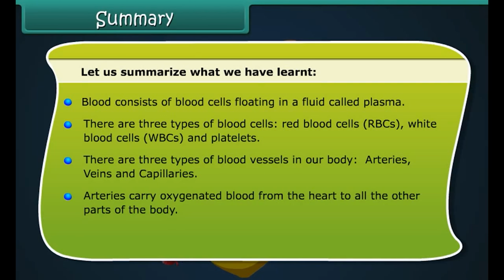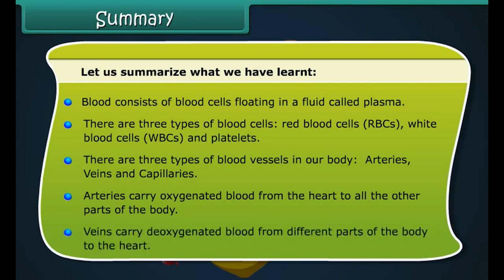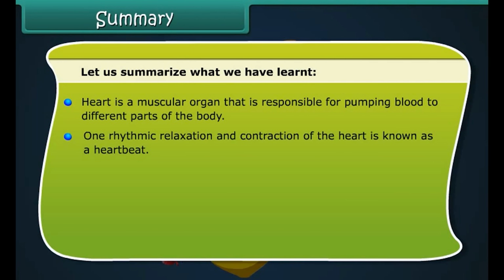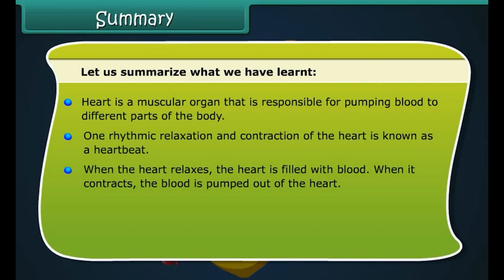Arteries carry oxygenated blood from the heart to all the other parts of the body. Veins carry deoxygenated blood from different parts of the body to the heart. Heart is a muscular organ that is responsible for pumping blood to different parts of the body. One rhythmic relaxation and contraction of the heart is known as a heartbeat. When the heart relaxes, the heart is filled with blood. When it contracts, the blood is pumped out of the heart.